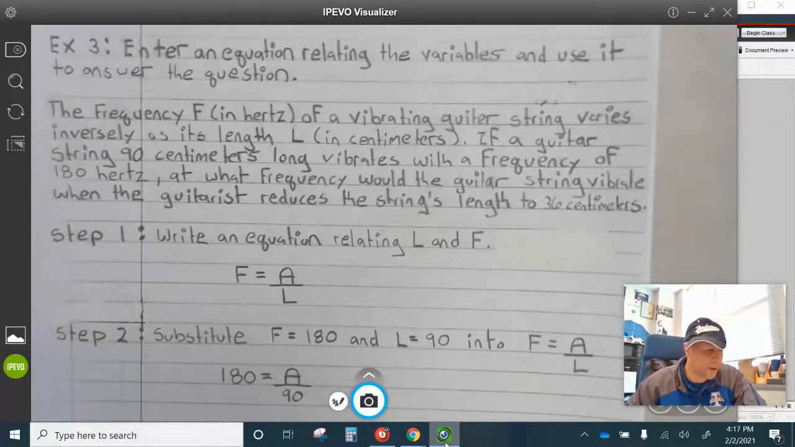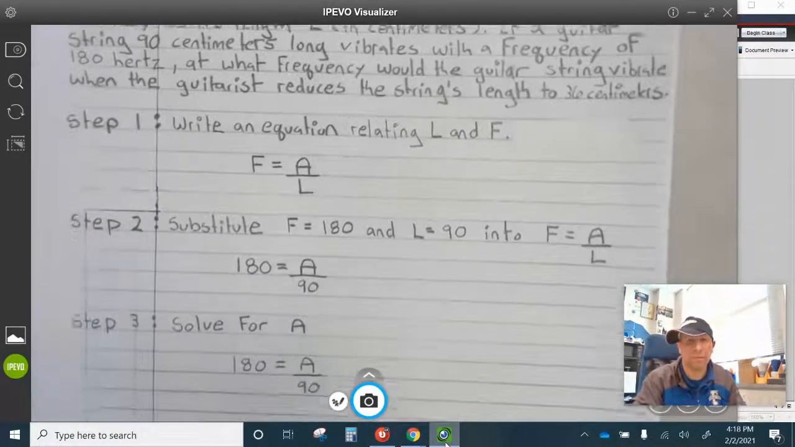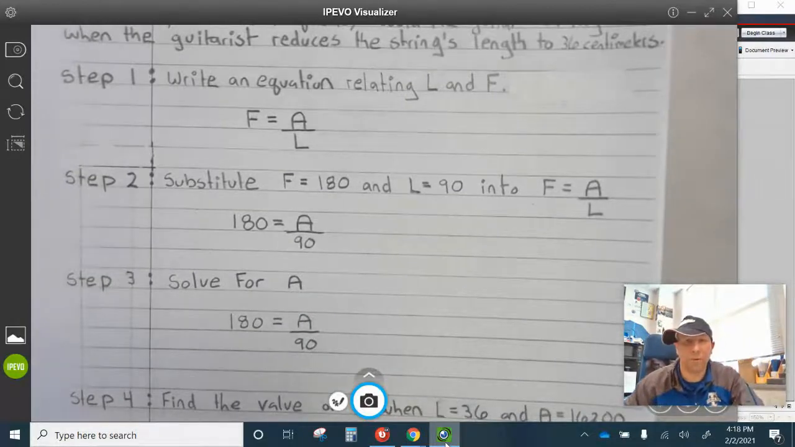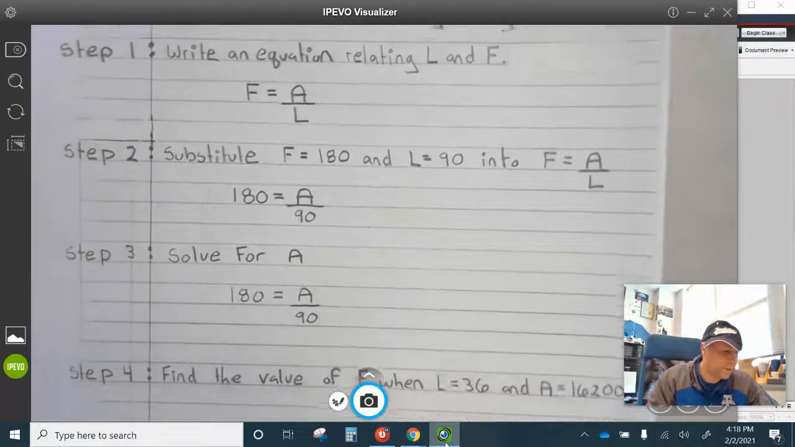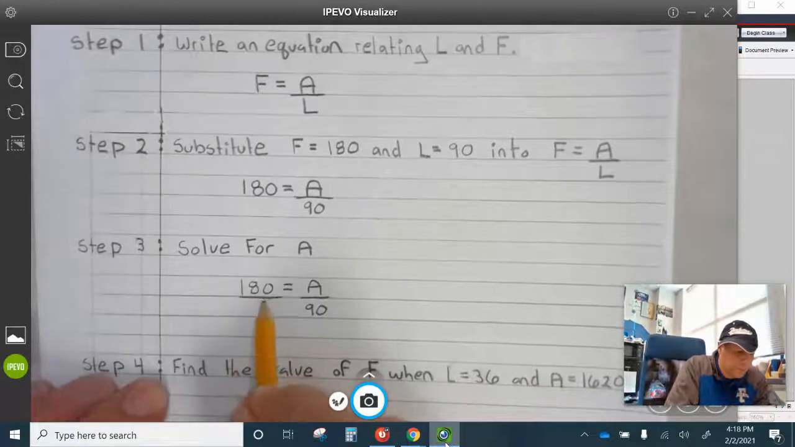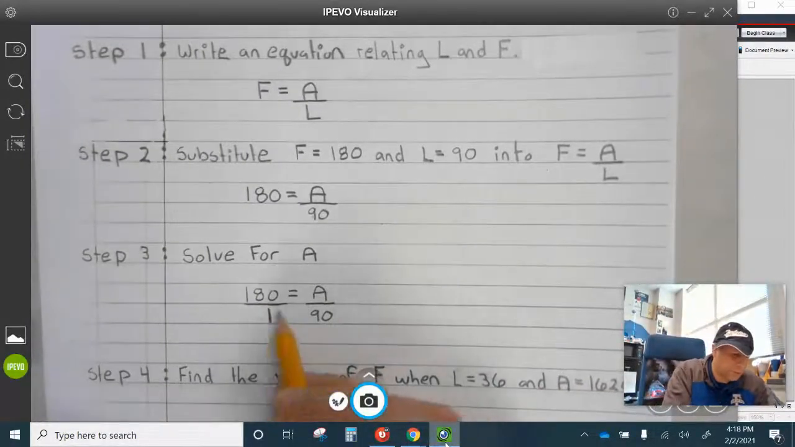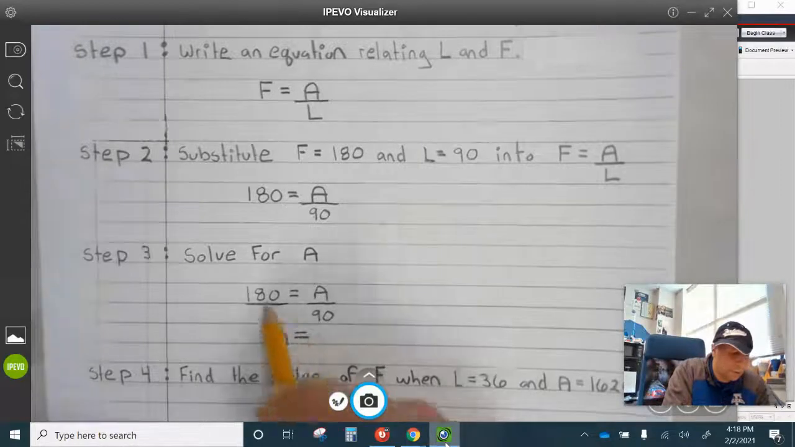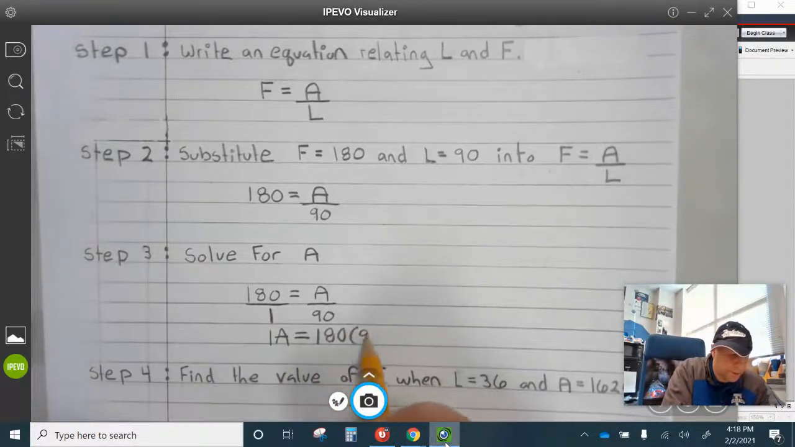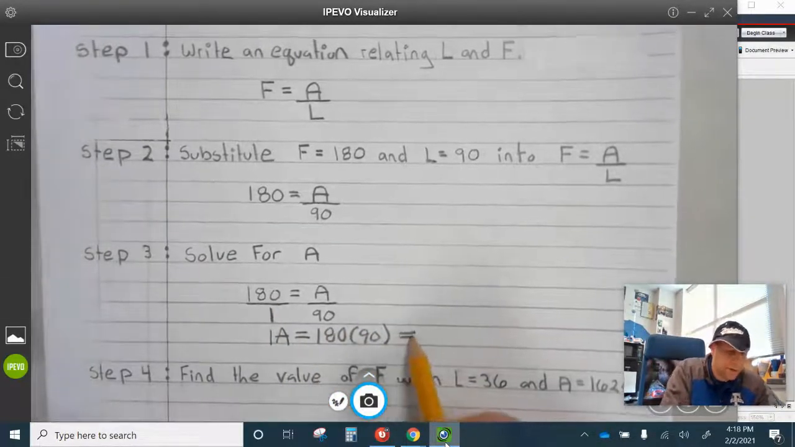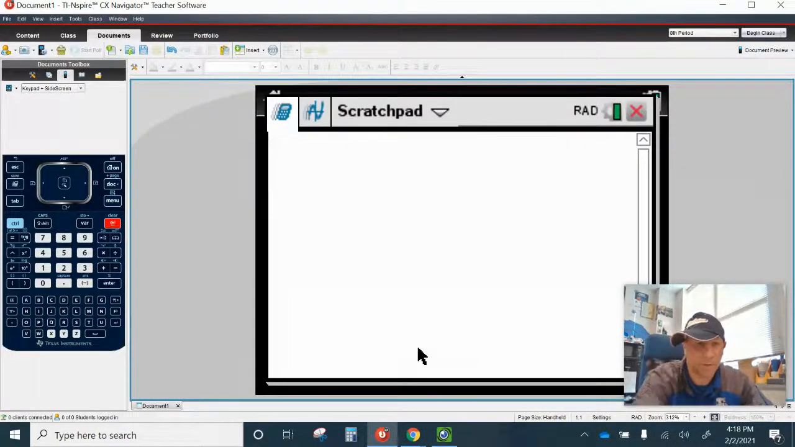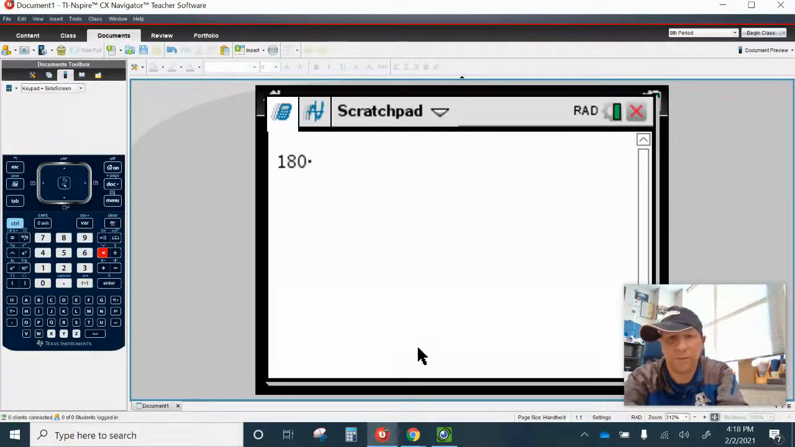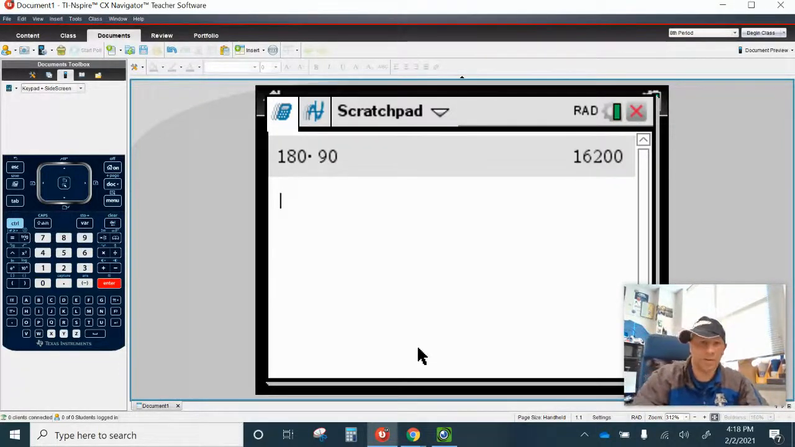Okay, step 1, write an equation relating L and F. So F equals A divided by L. Okay, step 2, substitute F equals 180 and L equals 90 into F equals A divided by L, which we've done. Okay, step 3, solve for A. So divide that by 1, cross multiply. 1 times A is 1A equals 180 times 90, which equals, let's go ahead and put that in the calculator. So 180 times 90 is 16,200.